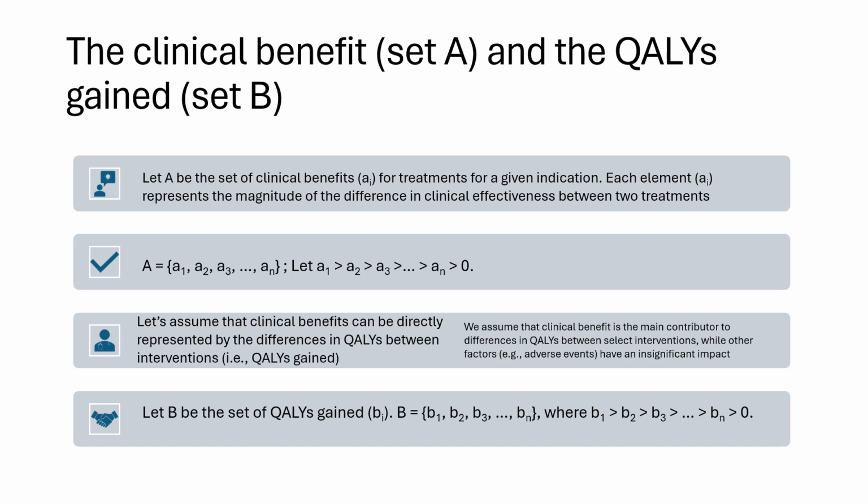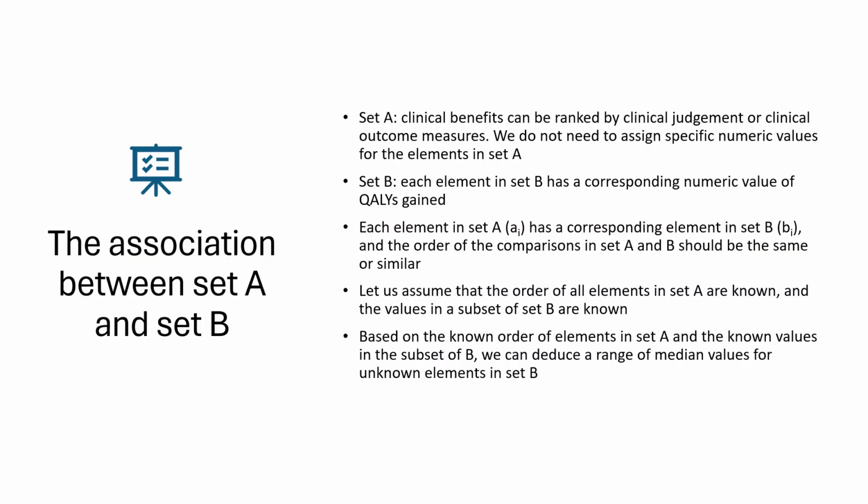Let's assume that clinical benefits can be directly represented by the differences in QALY between interventions. Let B be the set of QALY gained, where B1 greater than B2 greater than B3, and so on, greater than Bn greater than 0. Each element in set A has a corresponding element in set B, and the order of the comparisons in set A and B should be the same or similar.